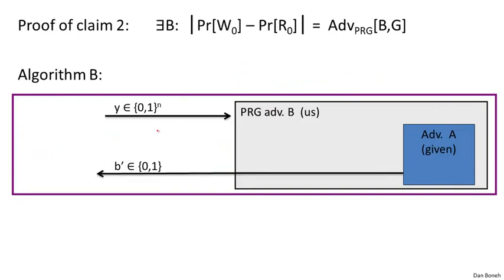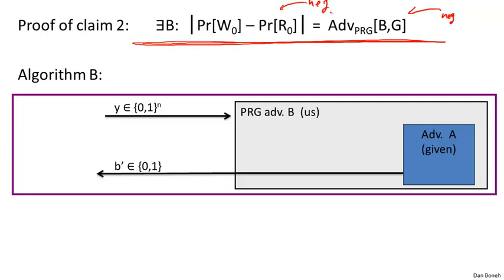Okay, so here's what we're going to do. Let's prove claim 2. We want to argue that there is a PRG adversary B that has exactly the difference of the two probabilities as its advantage. Since this is negligible, that's what we wanted to prove.